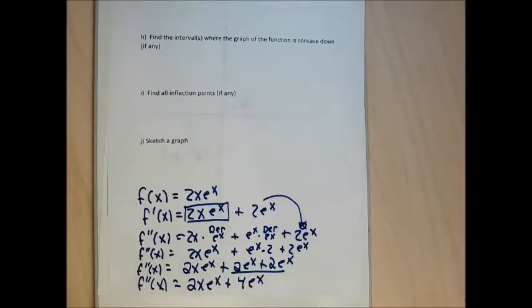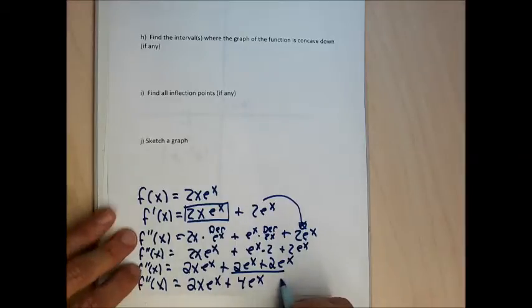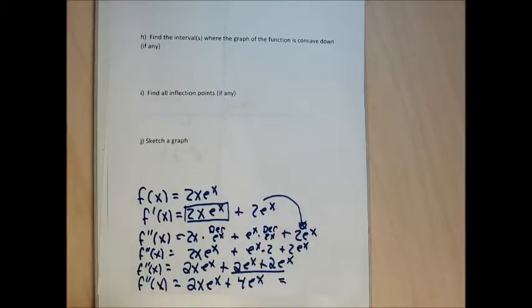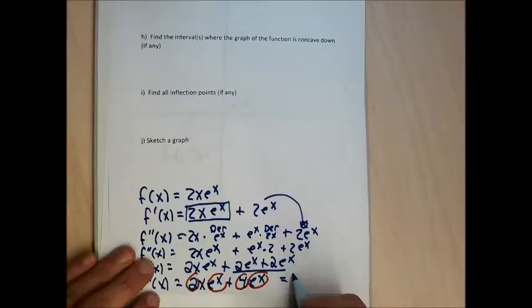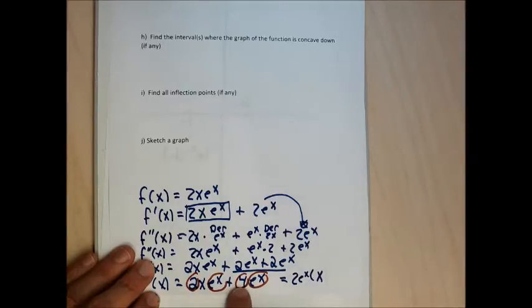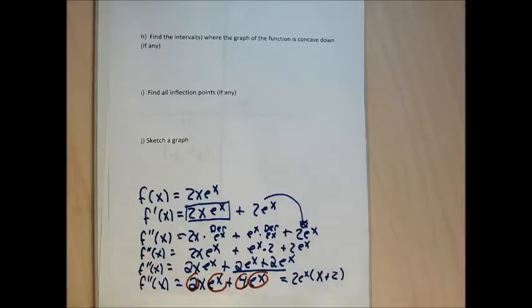This, I'm going to factor out a common factor of 2e to the x. So I'm going to factor out a 2 and an e to the x. I'm out of room at the bottom of my paper, so I'm going to try to work on this here. When I factor out a 2 and an e to the x, from the first piece I'm left with just an x. And from the second piece, I factored out that e to the x, and that 4 is going to turn into a 2. So I believe the second derivative is 2e to the x times x plus 2, and that's the nicest form of the second derivative. That's what I'm going to use to find out the answers to g, h, and i.